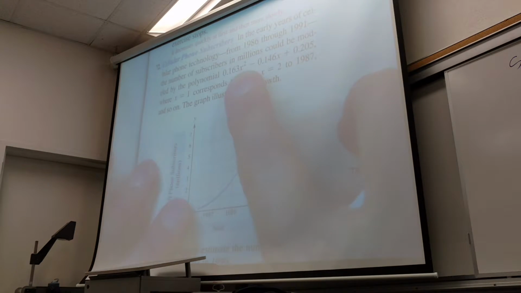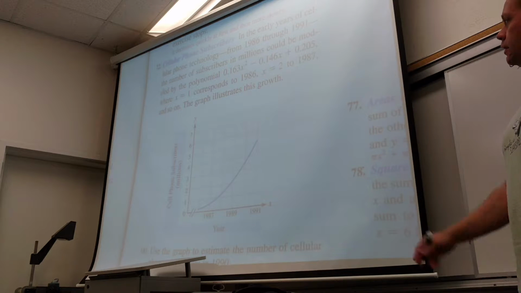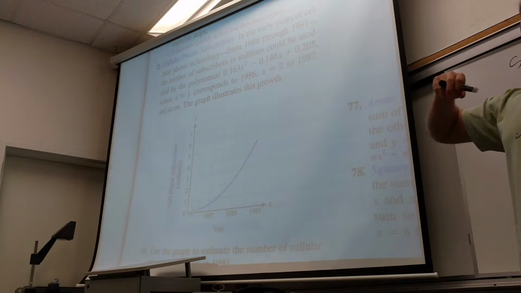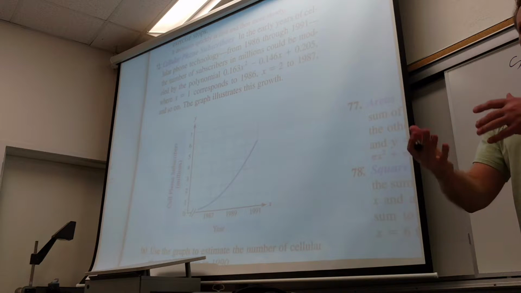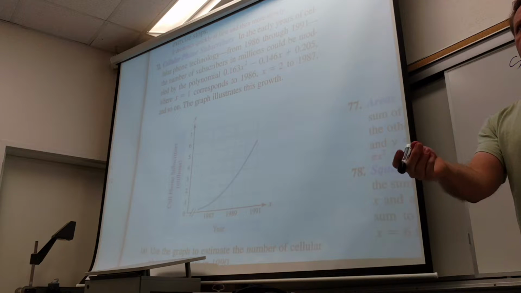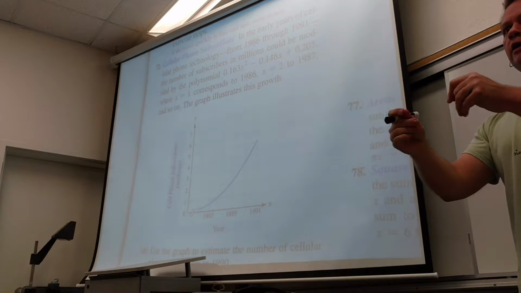How is x defined? Here they finally defined x really well. X equals 1 means 1986. X equals 2 means 1987. So x seems to be the number of years since 1985. Does that make sense? 1986 is 1 year away. So for 1990, what value would x have?